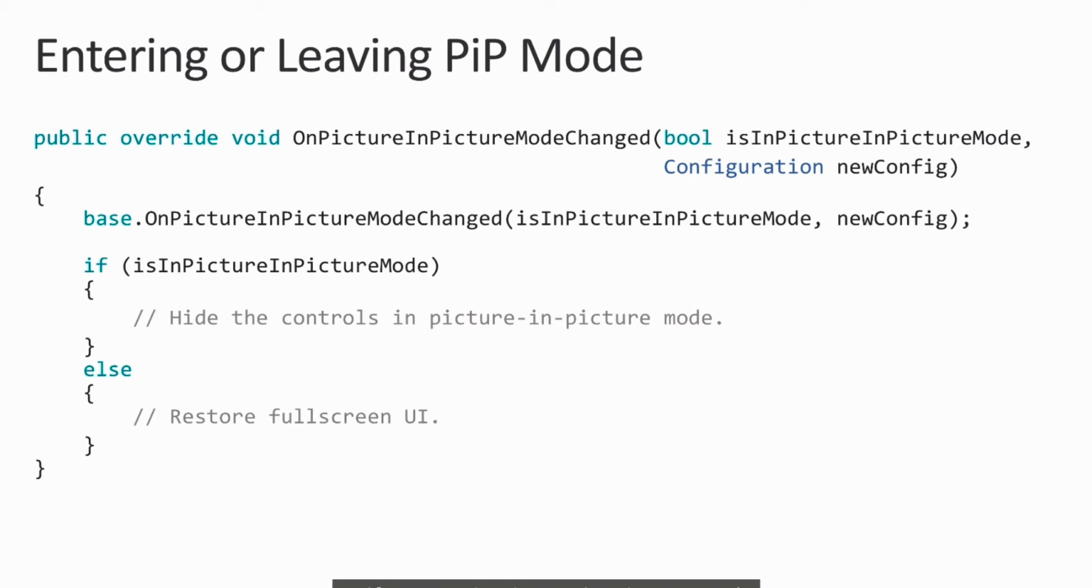So if you are in picture-in-picture mode, you maybe want to change the on-screen controls or widgets that the user may use to interact with the activity. And likewise, when you exit picture-in-picture mode, you want to restore them. You want to put them back. And this would be the hook for handling that change.